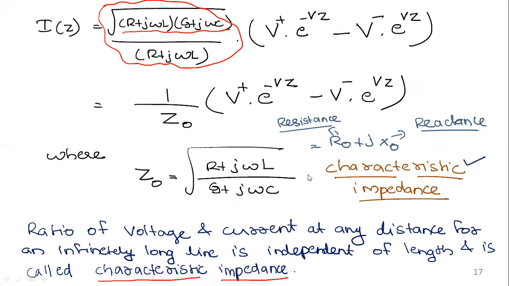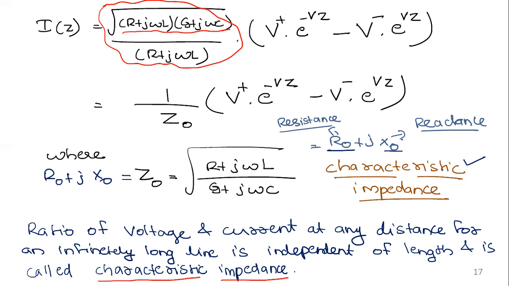One more thing I want to say: we can write Z naught as Z naught is equal to R naught plus jX naught, right? So impedance is equal to resistance plus reactance, and that is equal to the root of (R plus j omega L) by (G plus j omega C). So this is the resistive part and this is the reactive part. So the normal equation has both the resistive and reactive part.